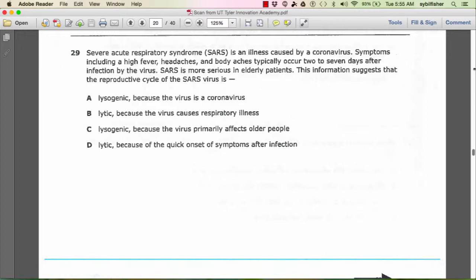A. Lysogenic, because the virus is a coronavirus. B. Lytic, because the virus causes respiratory illness. C. Lysogenic, because the virus primarily affects older people. Or D. Lytic, because of the quick onset of symptoms after infection.